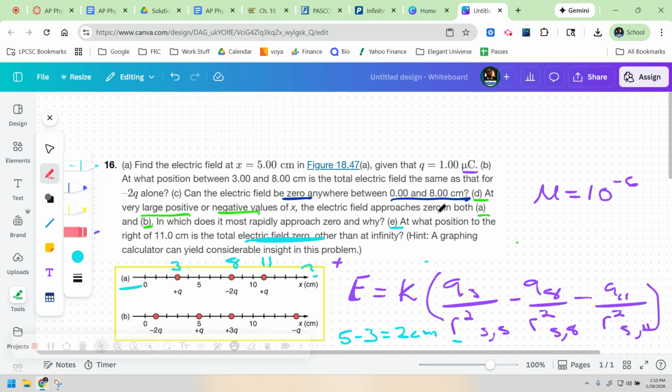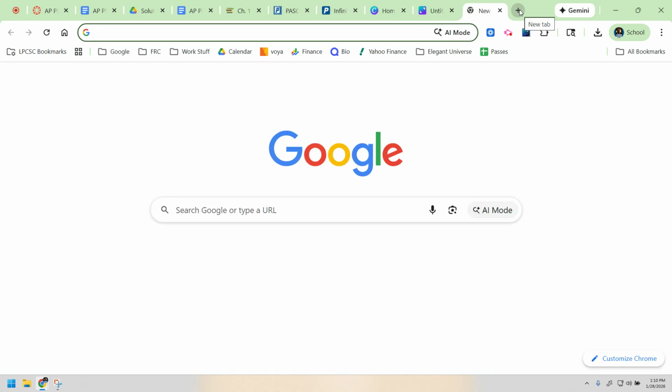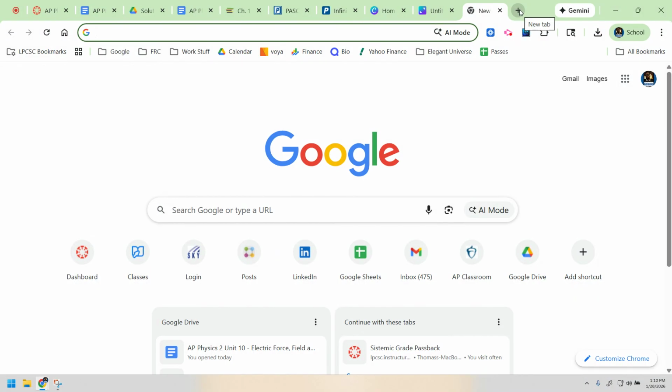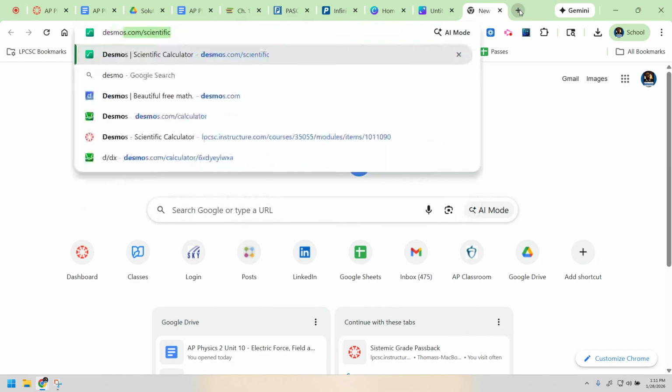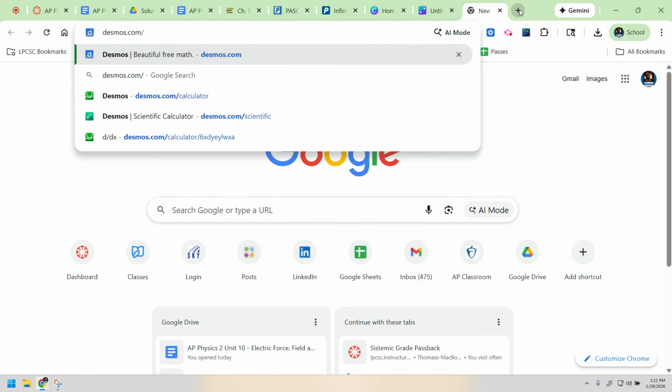And so what does that mean? Well, that means that it wants to know when the electric field equals 0. So what we're looking for is when Y equals 0. So I can graph this in Desmos and then figure out when it equals 0. There are other ways you could do that, but that's the quickest and easiest way. So if I go to Desmos, I don't want the scientific, I want the graphing calculator. This one here. And so I'm just going to type that into Desmos.